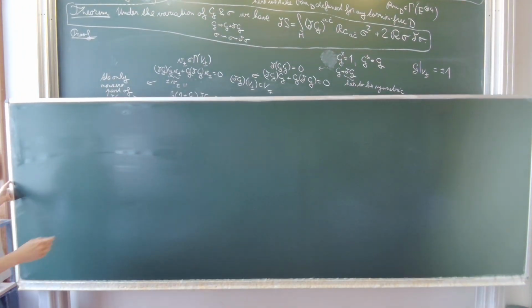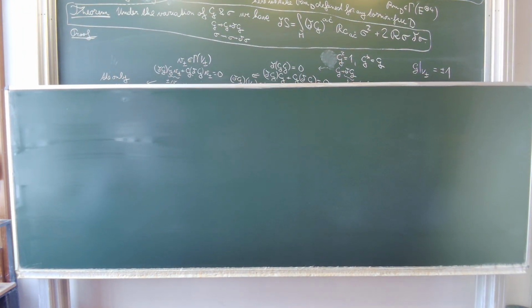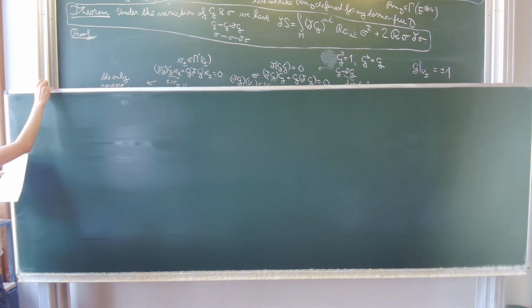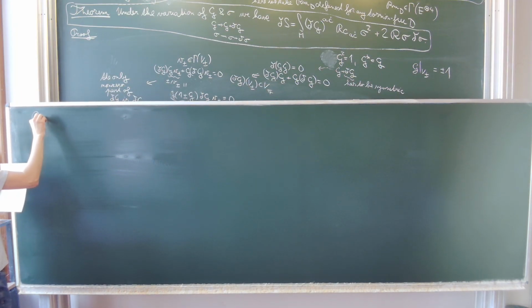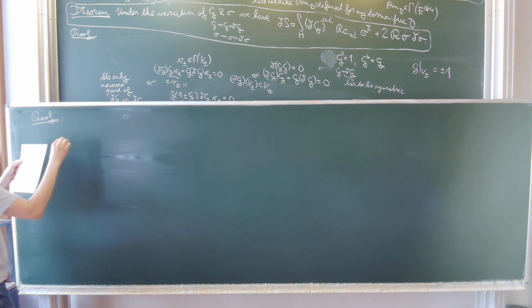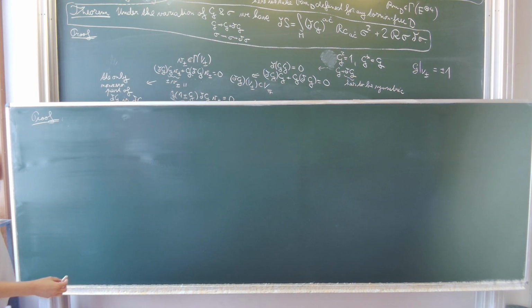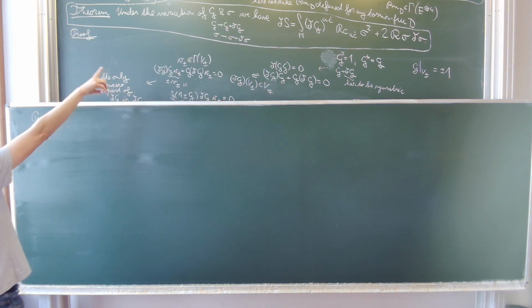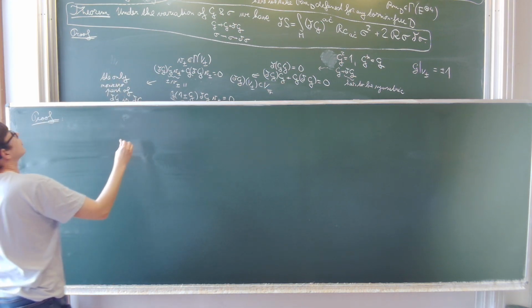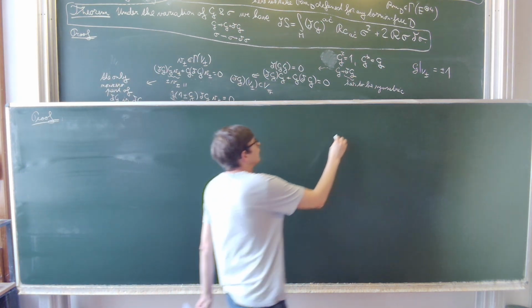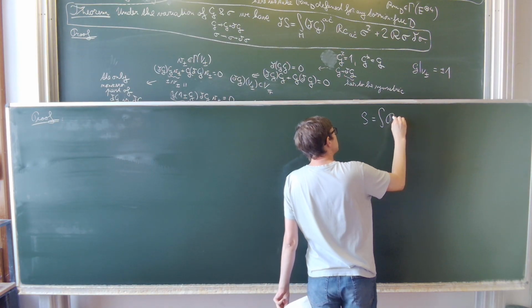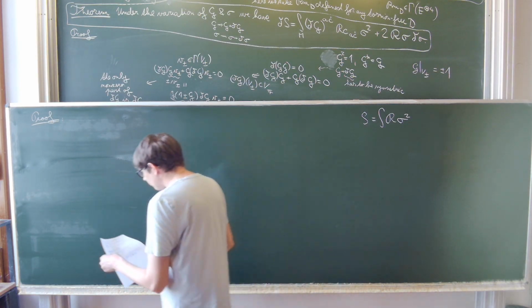So let's continue here with the proof. The proof is very short, as all good proofs go. So, what do we have there? We have a scalar curvature. Here is the definition. We called this thing R times sigma squared.